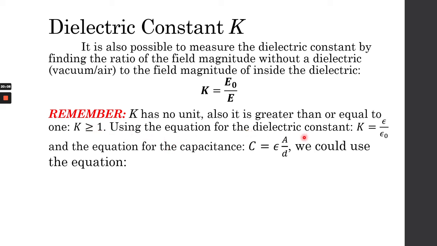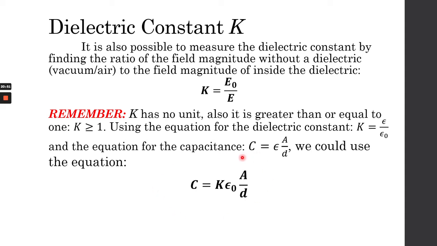And using the equation for the dielectric constant, which is K equals the permittivity of the substance divided by the permittivity of the vacuum or air, or the permittivity of free space, and the equation for the capacitance, C equals epsilon, the permittivity of your dielectric, multiplied by the area of one of your plates, divided by the distance between the two plates. Then we can use the equation C equals the dielectric constant multiplied by the permittivity of free space, multiplied by the area of one of your plates, divided by the distance.